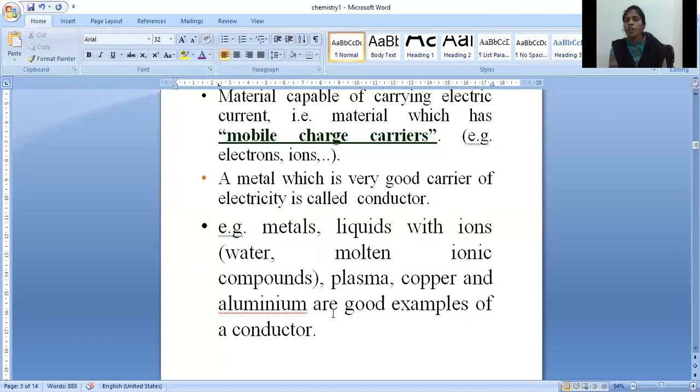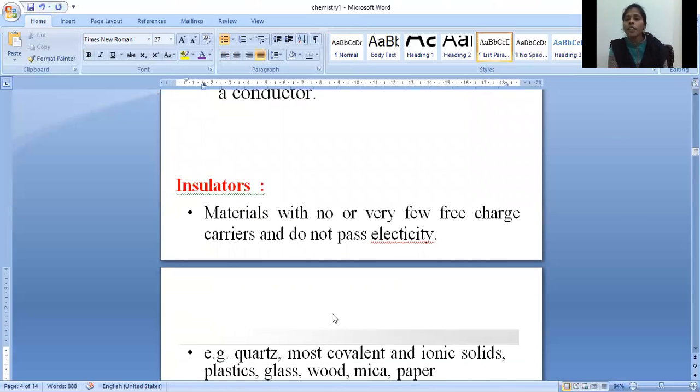So all these are examples of conductors: metals, liquids with ions, plasma, copper, aluminum. Simply, what is meant by a conductor? A conductor is a material which is able to pass electricity due to having mobile charge carriers. Here mobile charge carriers are nothing but either electrons or ions. Electrons and ions act as the charge carriers. They carry the charges and they move. Due to mobility, the materials pass electricity. That is what is meant by a conductor. Now the next one, insulators. Insulators are also called non-conductors.